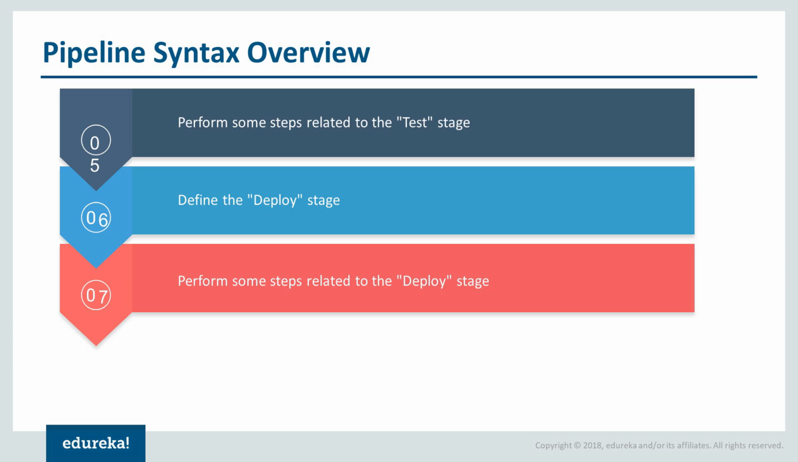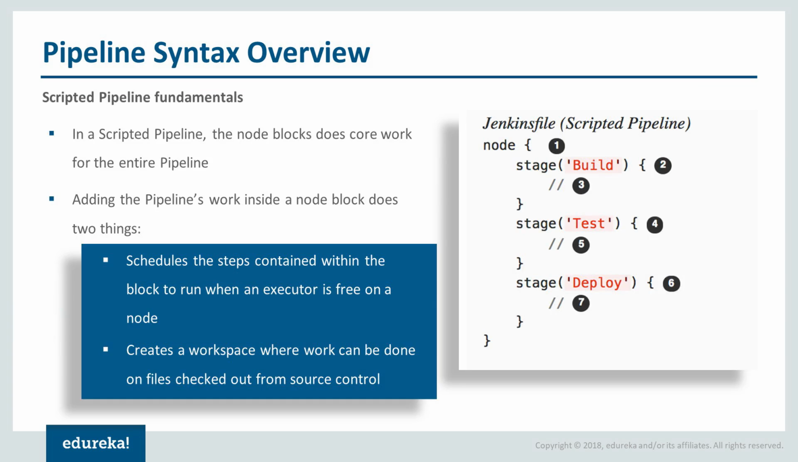For example, you want to upload or deploy some Tomcat-based application on the Tomcat servers. All those things you can put within the deploy stage, and then you can write the corresponding commands or scripts, you can call them, and it will do the needful. So even in the scripted pipeline, you have the node blocks that do the core work for the entire pipeline.